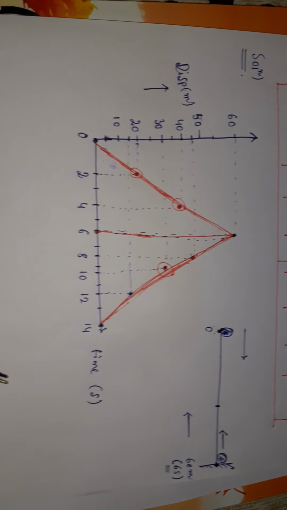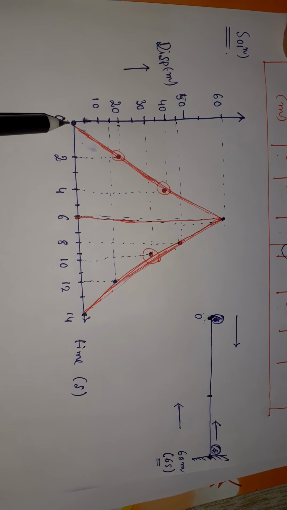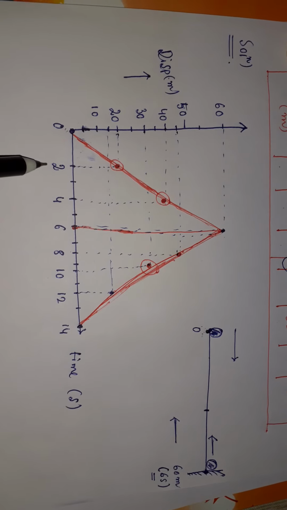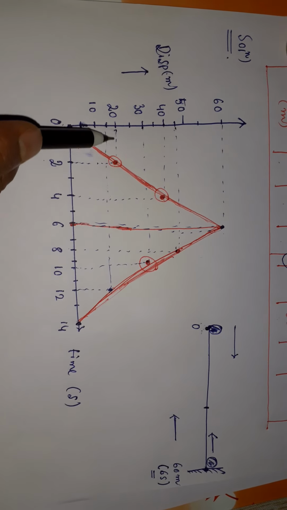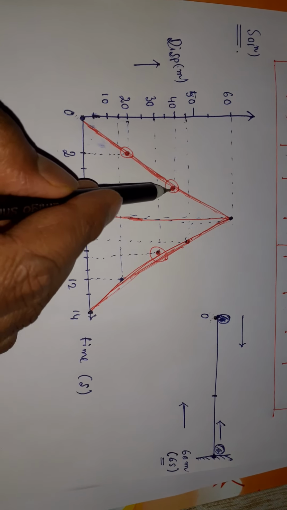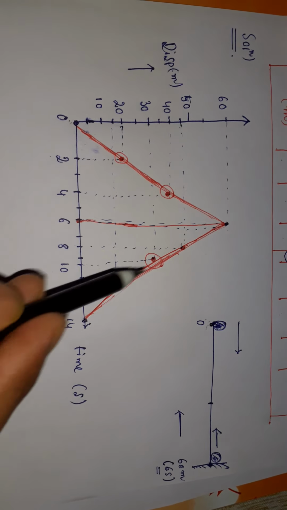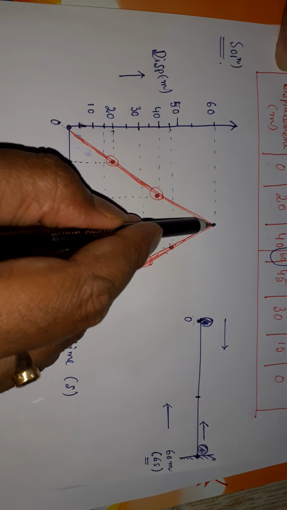This is the graph. At 0 there is no motion, so the body is at the rest position. At 2 seconds it has achieved 20 meters displacement. This is 20. At 4 seconds, how much displacement from the graph? 40. At 6 seconds, the maximum displacement, that is 60.